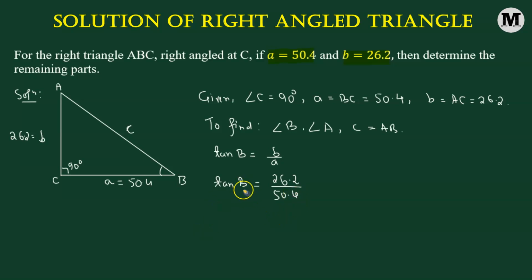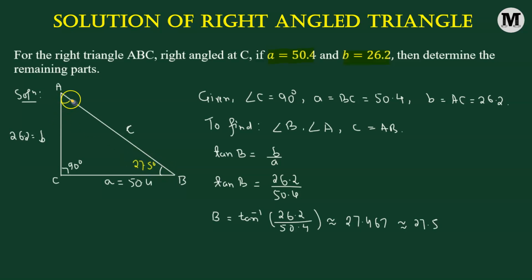But our goal here is to find the angle measure of B. So we're going to take the inverse tangent function on both sides. Inverse tangent of tan B simply gives us B, which is going to equal the inverse tangent, or arc tangent, of 26.2 divided by 50.4. Let's plug this value into a calculator, and that will help us obtain the value of angle B. It comes out as 27.467, but we're going to consider 27.5. We'll round it off to the nearest tenth. So here we have obtained the angle measure of B, which came out as 27.5 degrees.